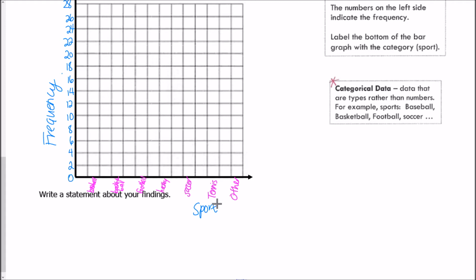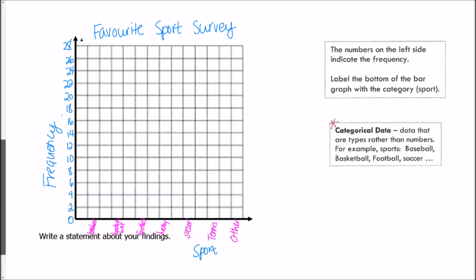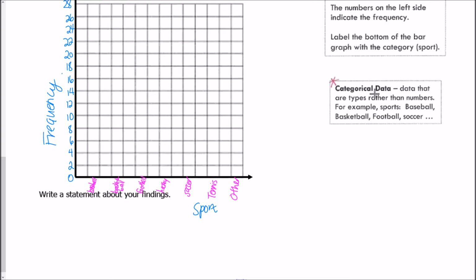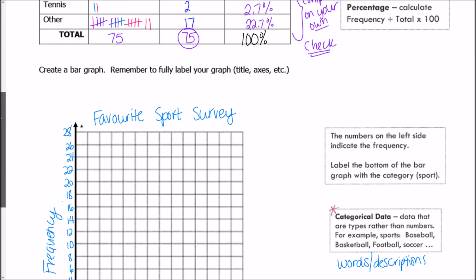So the biggest thing about bar graphs is that we're using categorical data, and categorical data is data that are types rather than numbers. So we use words or descriptions instead of numbers. Okay, we still have frequencies for the numbers, but the actual x-axis has words or descriptions. So let's look and see.